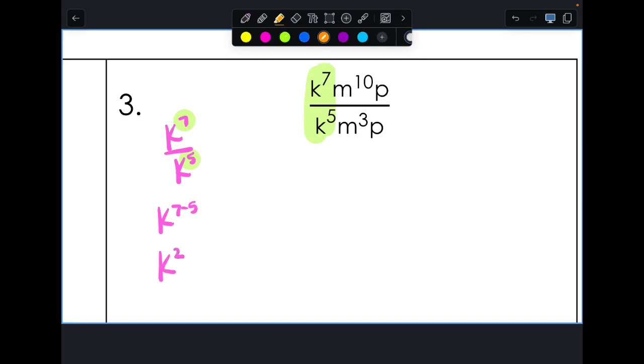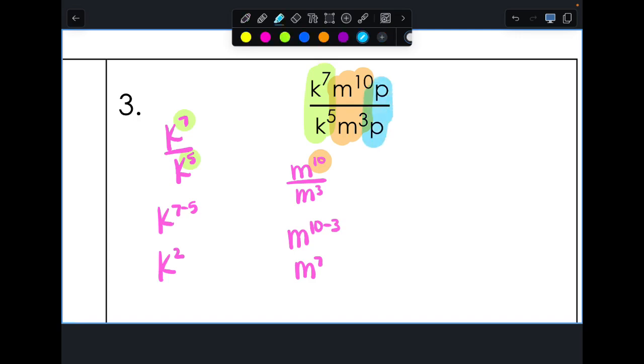The second group that we have are my m's. So we have m to the 10th over m cubed. You subtract the exponent. So 10 minus 3, 7. I wrote 7. Okay.